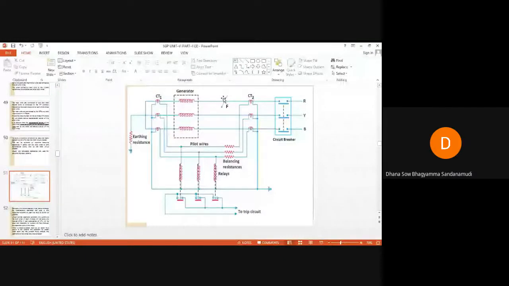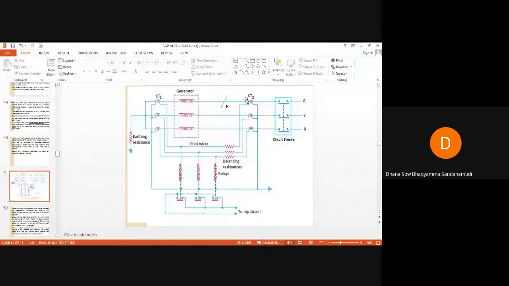Okay, so fault F has occurred. Let's assume at some point F, an LG fault, a line to ground fault, has occurred here in phase R.